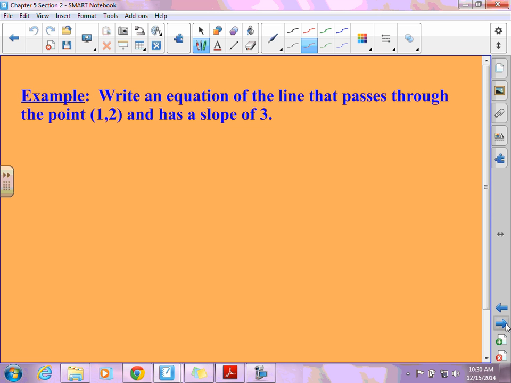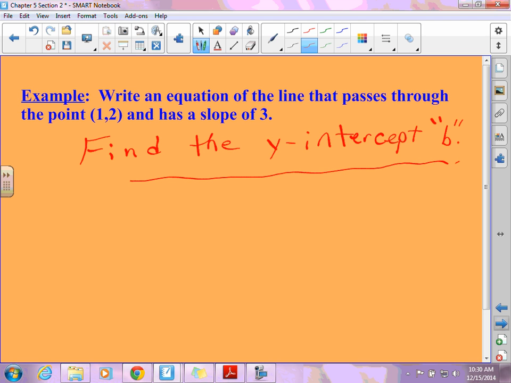So that's what we're going to do. We're going to find the y-intercept. In other words, it's our b. That's what we need to find. Right? So what we're going to do is take that ordered pair and our slope of 3, and put it into the equation y equals mx plus b.